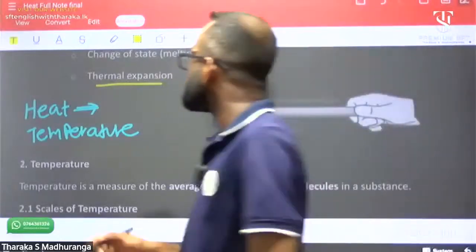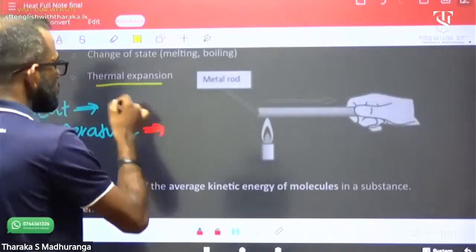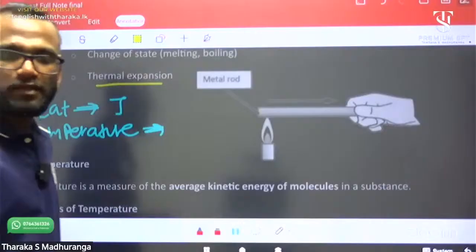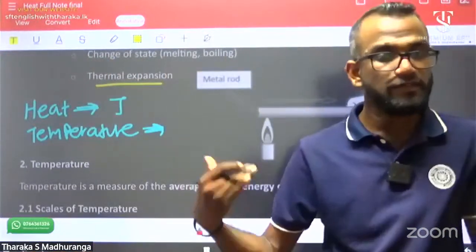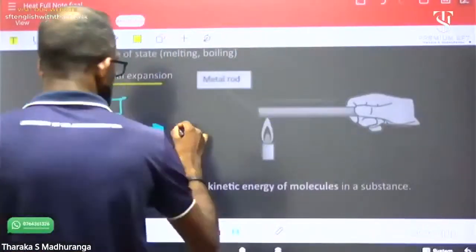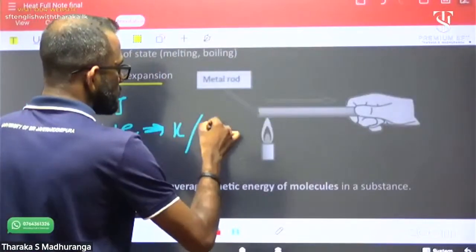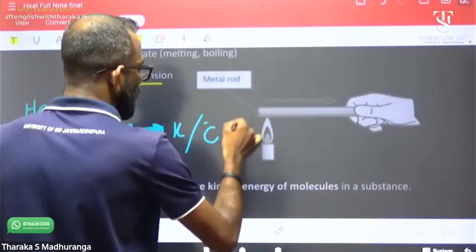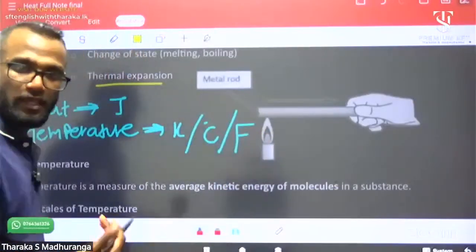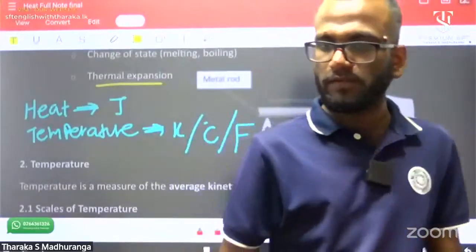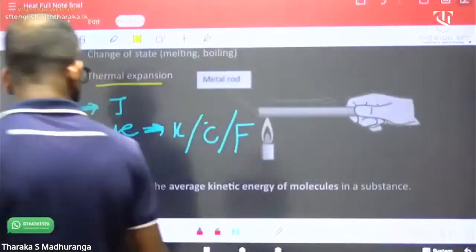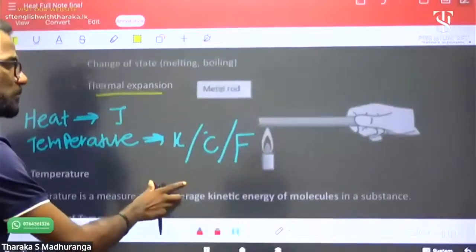But what are the units of heat? What is the unit of temperature? Heat is in joules. The unit of temperature is Kelvin. What are the other units? Celsius and Fahrenheit. Kelvin, Celsius, and Fahrenheit. Are they the same? No, totally different. Okay, I will explain what the difference is.